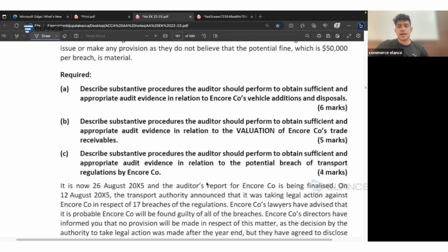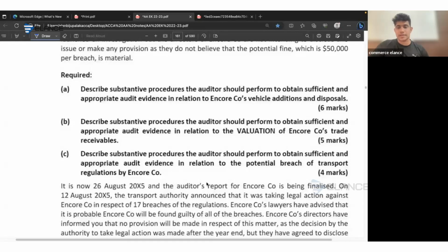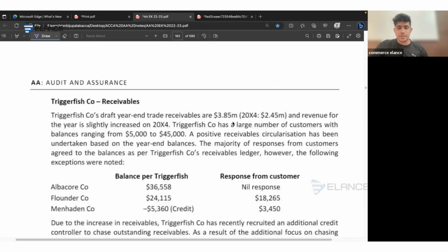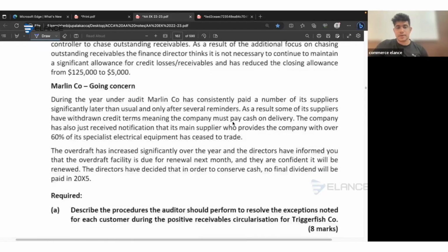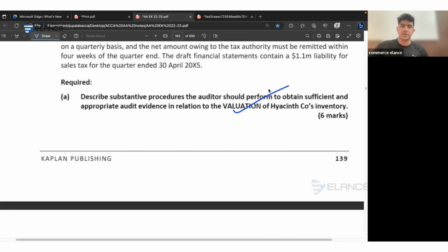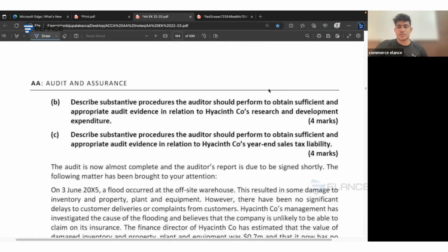See, these are the kind of questions which you might be getting directly for the exam. The examiner might ask you to write the substantive procedure to obtain sufficient appropriate audit evidence in relation to the valuation of trade receivables. So what do you need to do in that case? You need to write specific procedures for valuation of the trade receivables itself. Or else you might be getting questions like this. They might ask you to write substantive procedures for the valuation of the inventory. So you need to give procedures specifically for the valuation of inventory.